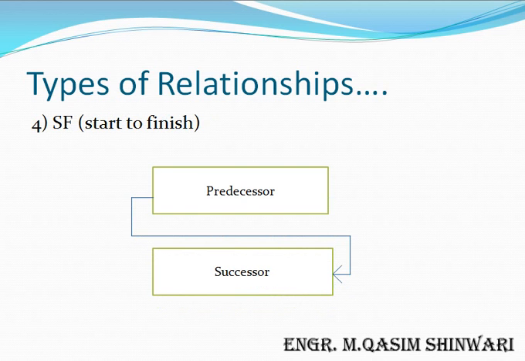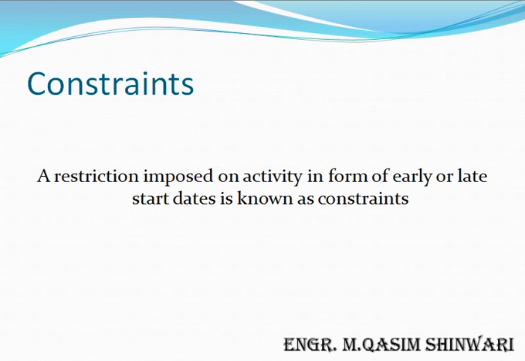One more thing here we will do is constraints. What is constraints? Constraints is actually a restriction imposed on activity in form of early or late start dates. For example, we cannot start a specific task before a specific date. Then we have to apply a constraint. How we will do this? So you will learn in this tutorial.